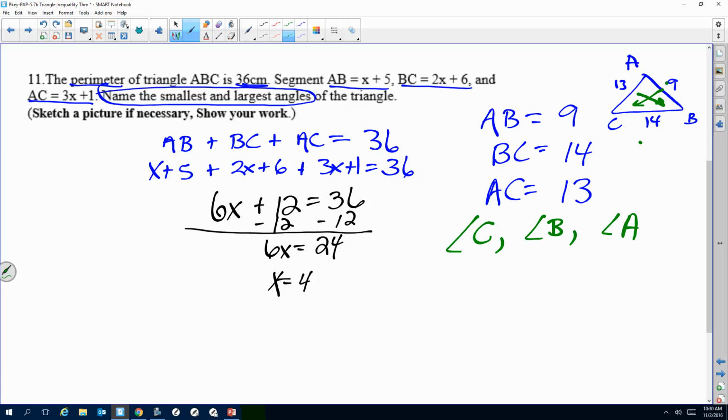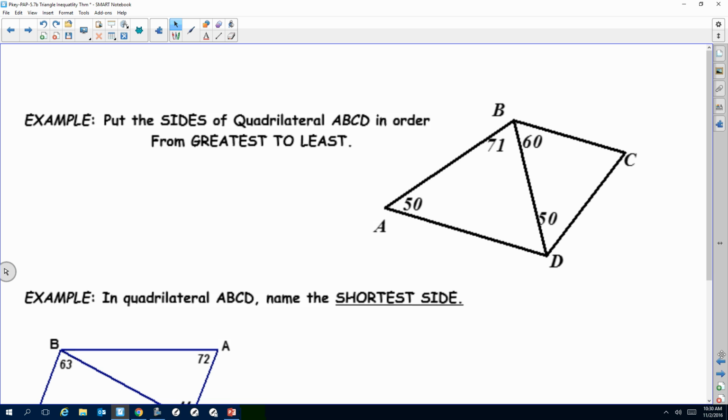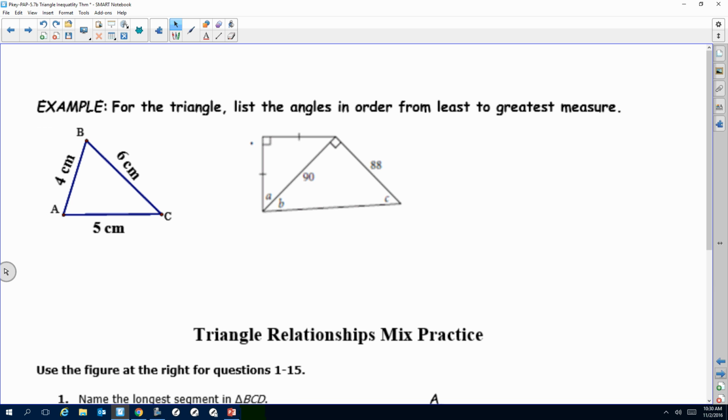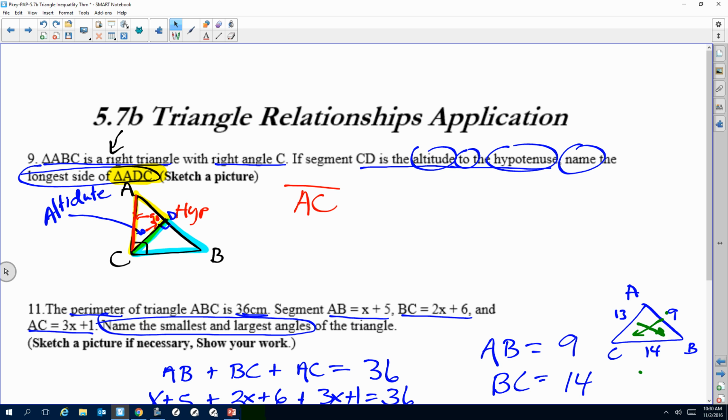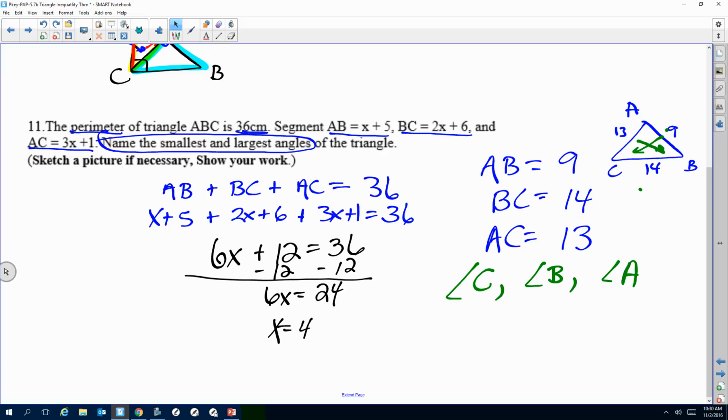Are we okay on that? The smallest one is 9. And that would be C. All right.